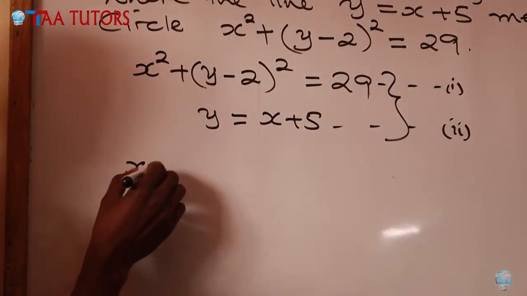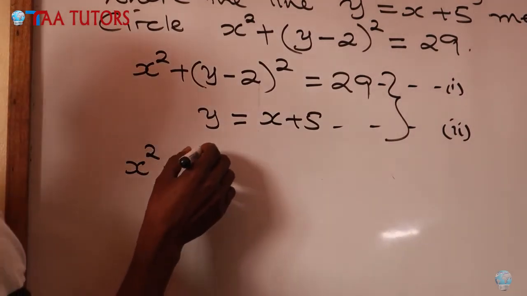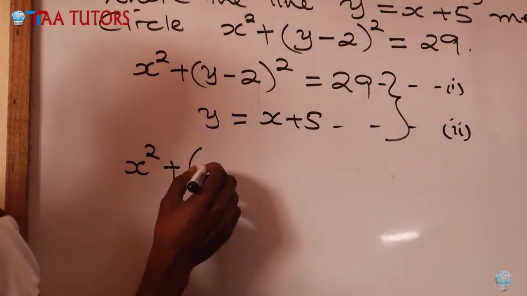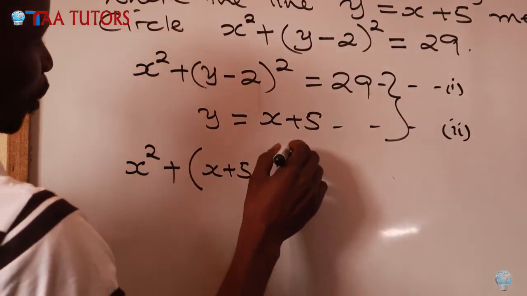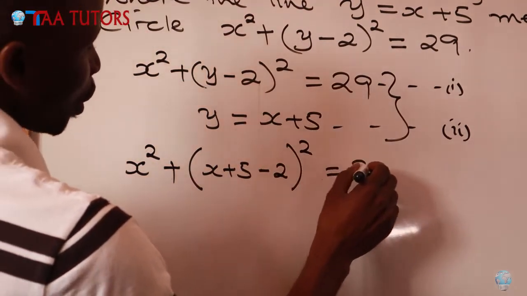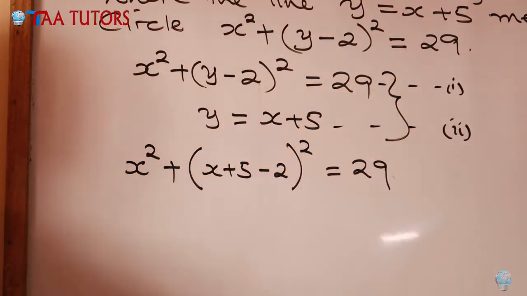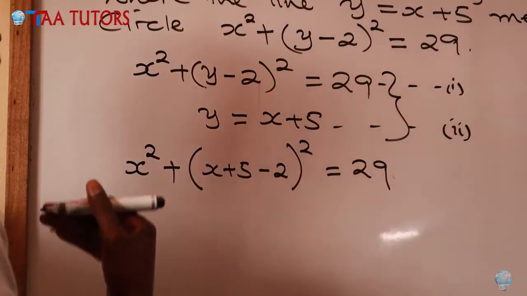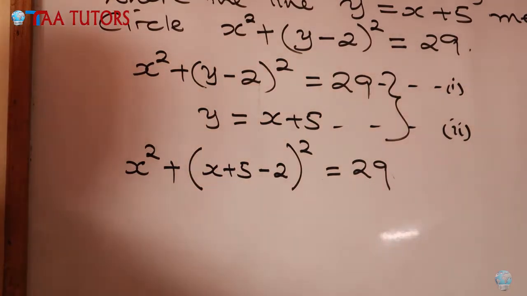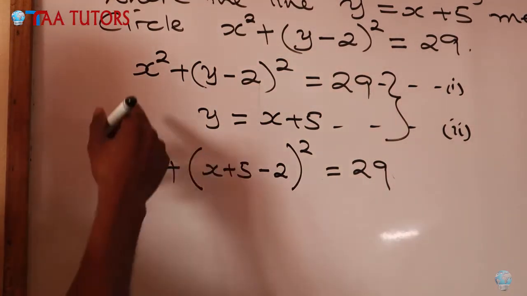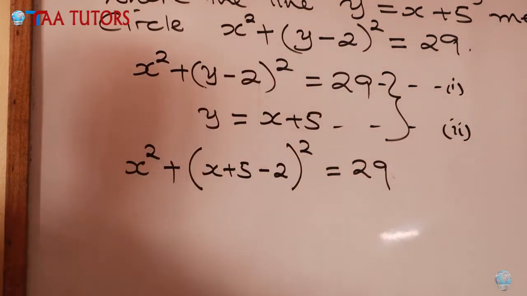So that will give me x squared plus, in brackets, y here is x plus 5, then minus 2, everything here squared equals 29. Viewers, what I'm trying to do is solve an equation to find the values of x and y. We have many methods of solving simultaneous equations, but in this case, because we probably have a quadratic equation, we just have to depend on the substitution method.